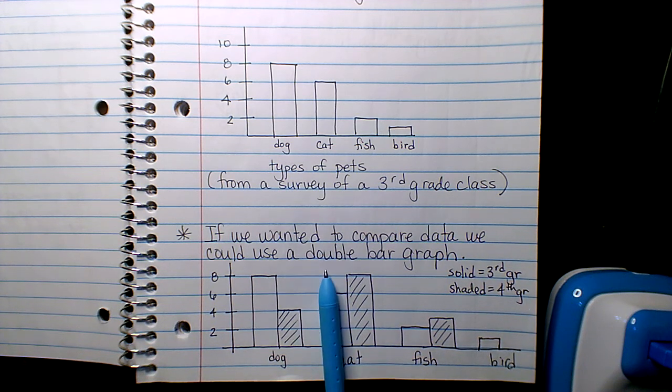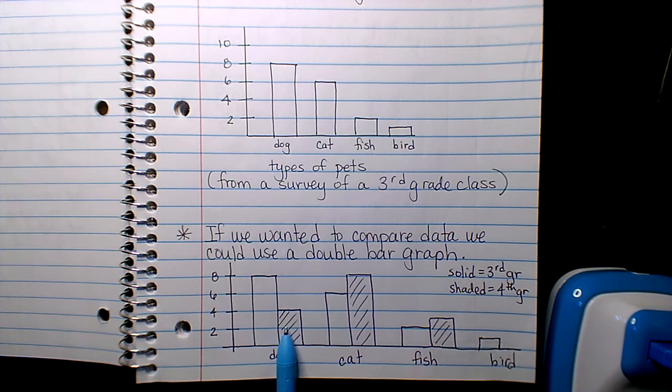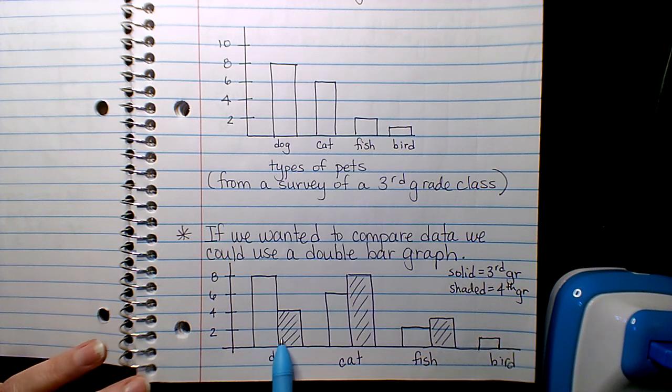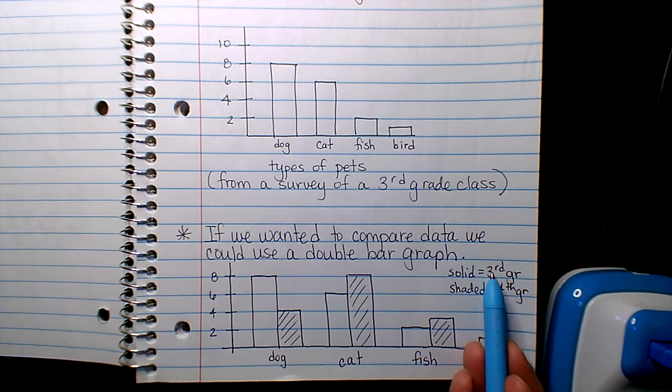So a double bar graph is exactly as the name implies, it's 2 bars per group. Now notice these are adjacent. These do not have a space between them. That's because they both represent dogs and because they are separate bars representing separate samples.